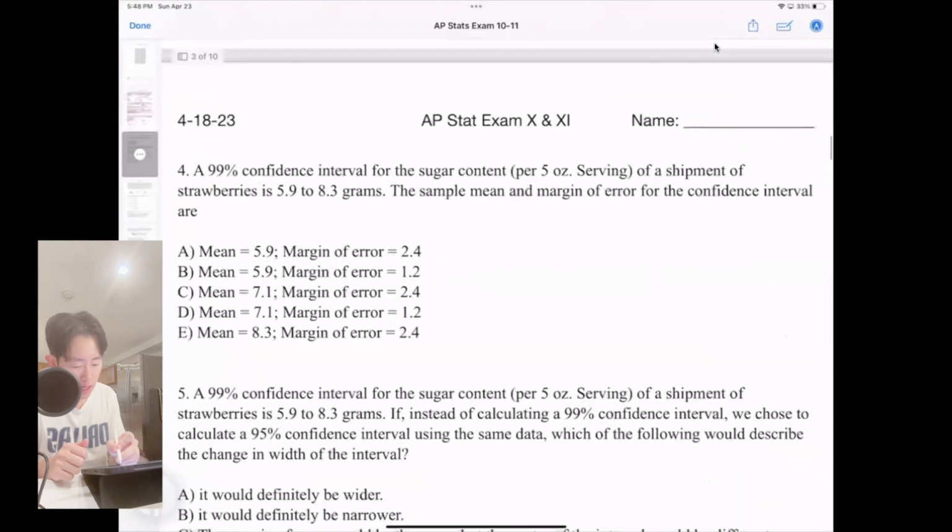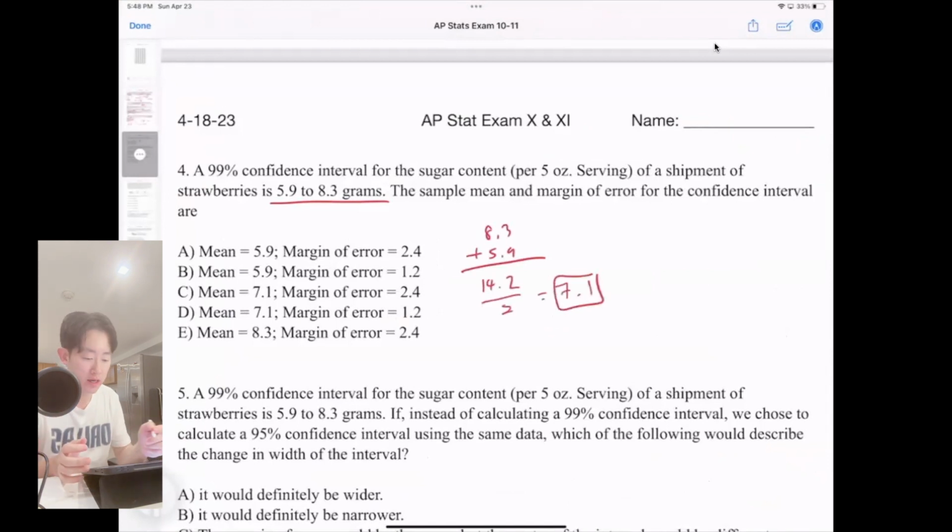Number 4, we have a confidence interval of 5.9 to 8.3. If you add these together, you get 14.2. Divided by 2, you get 7.1. The reason why we want to find the average of these two numbers is so that you can find the halfway point. So 7.1 is the middle of the two confidence interval values. And the margin of error is how much you go from 7.1 to 8.3, which is 1.2. So that should be D.